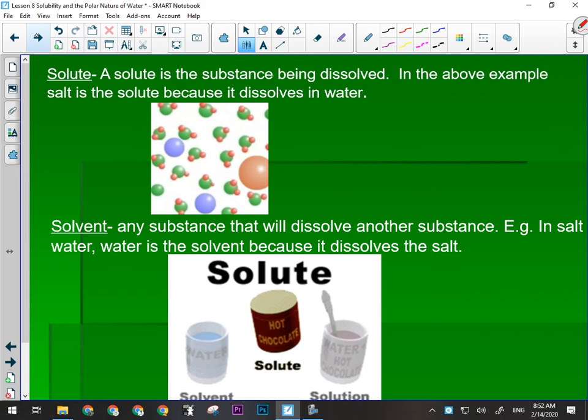Then more terminology here. The solute is the substance being dissolved. So if I add sugar to coffee, sugar is the solute and coffee is the solvent. The solvent is any substance that dissolves another substance. Water is often referred to as the universal solvent. It dissolves most things.